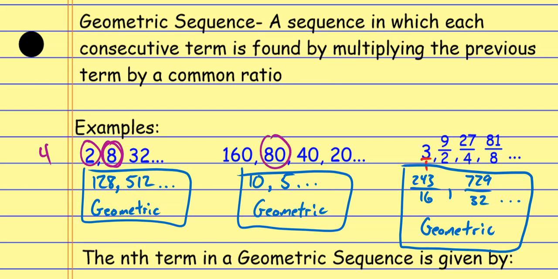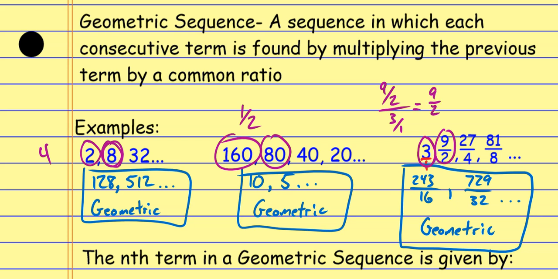Same thing here. 80 divided by 160 is 1/2. And guess what? That was the thing I was multiplying by. By doing division there, I'm working backwards to see what I would have to multiply the 160 by to get the 80, okay? And then I can check it moving forward. And I can do the same thing here. 9/2 divided by 3. Now that's a little bit more difficult. 9/2 divided by 3 is like dividing by 3 over 1.